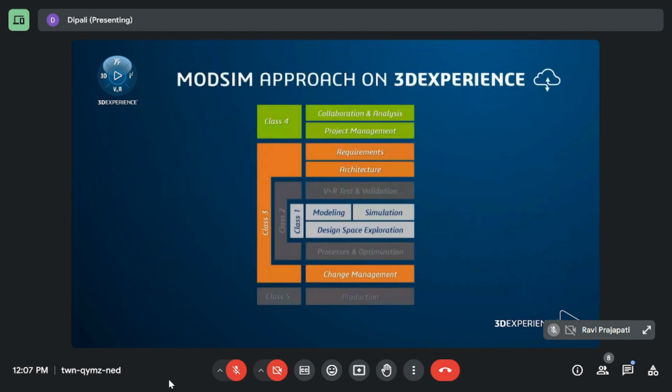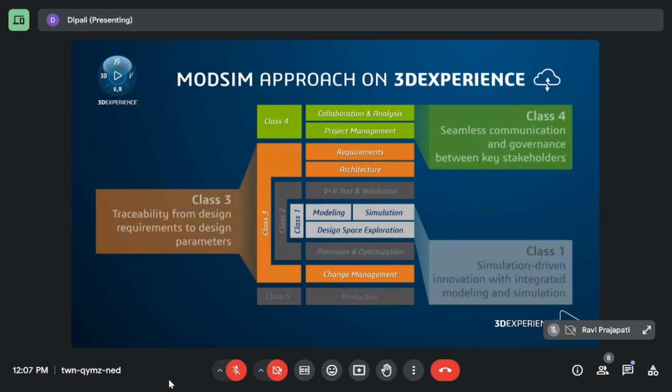At Heiko, we're now adopting the MODSIM approach when developing our new products. MODSIM is the integration of modeling and simulation throughout the product development cycle. The approach is divided into 4 classes. Class 1 is the specific MODSIM part design exploration. The 3D Experience platform allows us to easily create different variants of parts and associate simulations to these parts to do design space exploration.